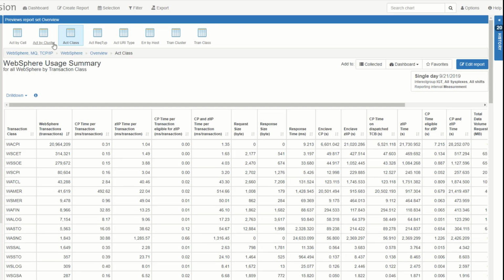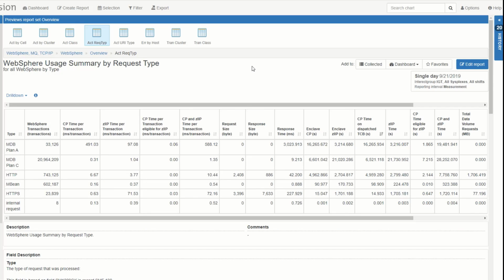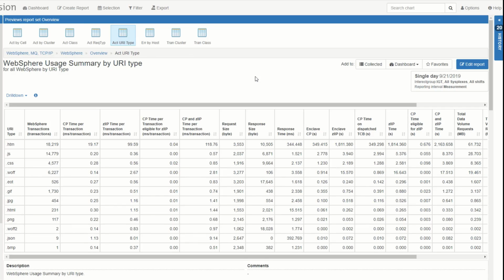Now you can see by the mini charts across the top that you can get the same information broken down by cell or by cluster, like we saw in the other report sets. But here we have additional options as well. This report breaks the work down into different request types, such as HTTP, HTTPS, and MDBs. This one is the same data by URI type.